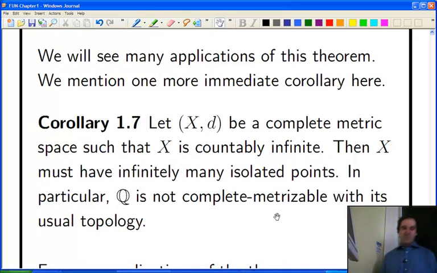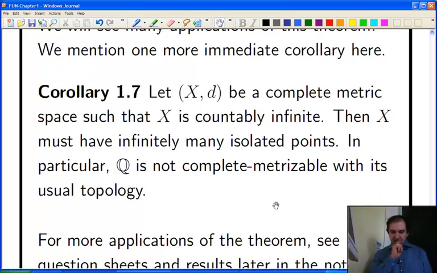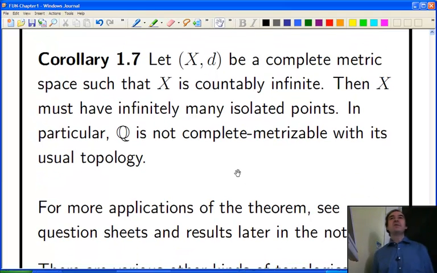And now, this corollary is a very nice one to know: if you've got a complete metric space with countably infinitely many points in it, then it has to have infinitely many isolated points. There's going to be a nice question on a question sheet where I'm going to give you a false proof that all of the points are isolated, and then you have to find the mistake. Because that's not true.